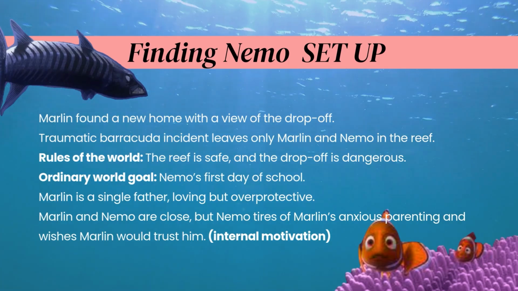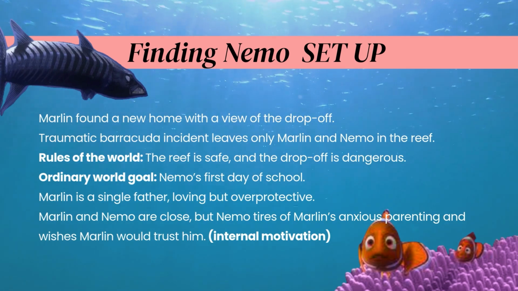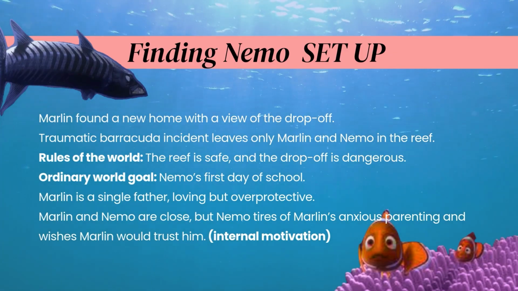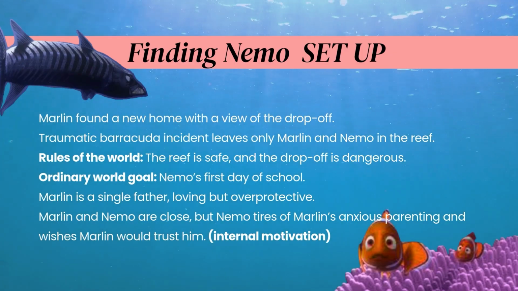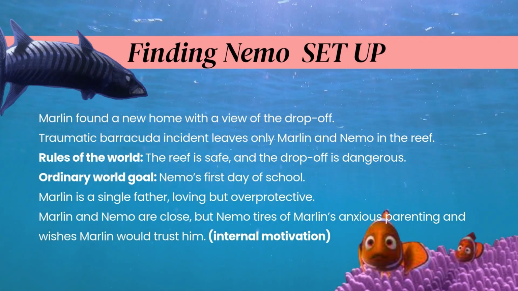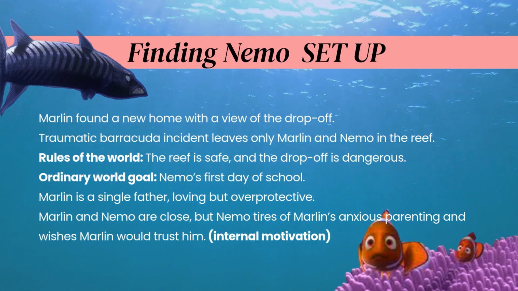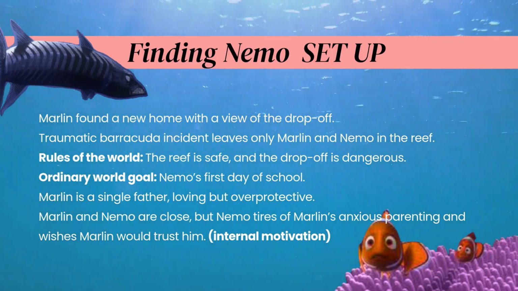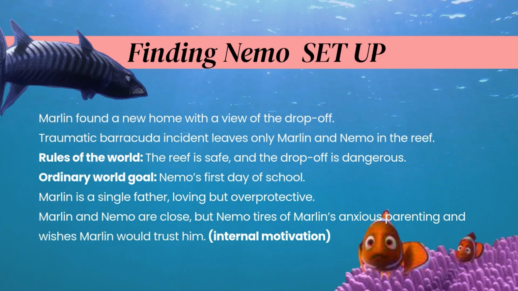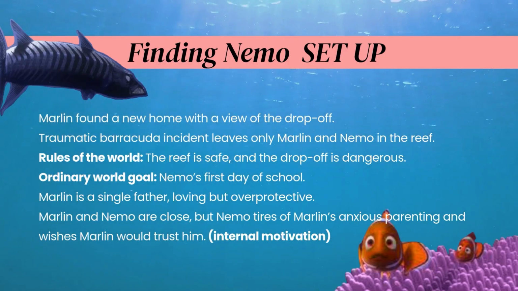So in Finding Nemo, in the beginning, Marlin found a new home with a view of the drop-off, but the traumatic barracuda incident leaves only Marlin and Nemo in the reef. So in this world, the reef is safe, the drop-off is dangerous. We go about ordinary day-to-day stuff, and now it's the first day of school. Marlin's a single father now. He's loving, but he's overprotective. Marlin and Nemo are close, but Nemo tires of Marlin's anxious parenting and wishes that Marlin would trust him, which is the internal motivation.